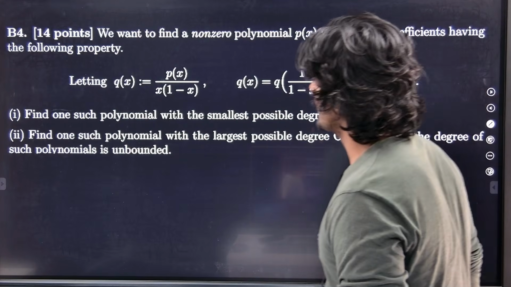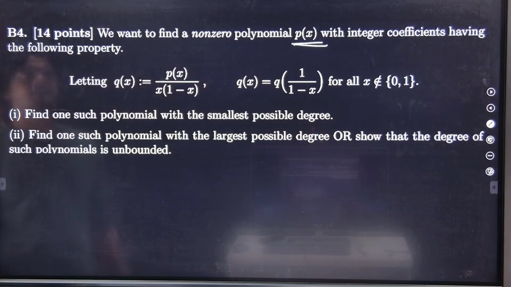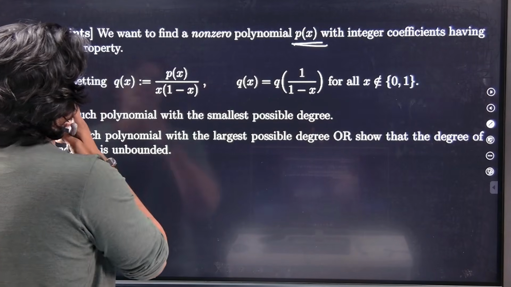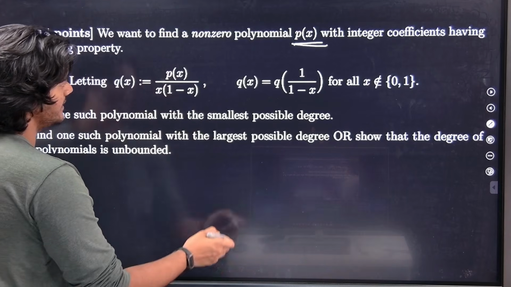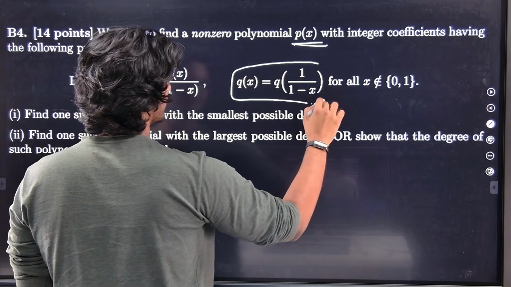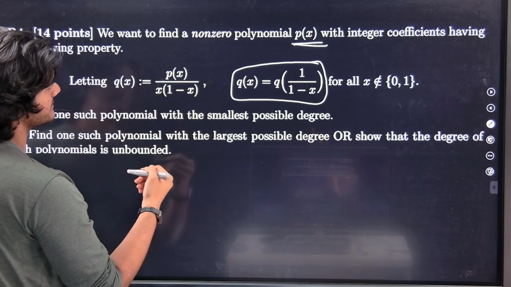Sorry. Now, this is a polynomial, right? With integer coefficients having this property. Fine. Q of x is definitely not required to be a polynomial. I want to find, using this relation, something about P of x, first of all. What can I do? How do I use this?